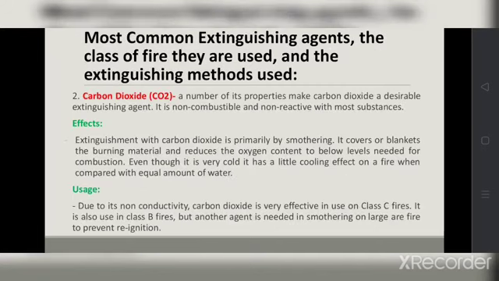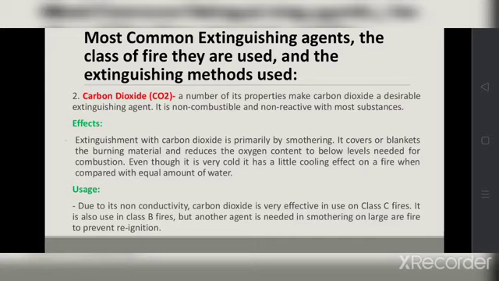Next common extinguishing agent is carbon dioxide, or CO2. A number of its properties make carbon dioxide a desirable extinguishing agent. It is non-combustible and non-reactive with most substances. So if you use carbon dioxide, it guarantees that it is non-reactive with other substances that are burning.